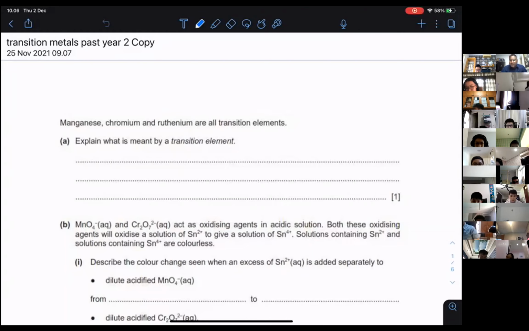Okay, Yvonne and Josh's group. Yeah, I think they were all singing a Christmas carol. Yeah, quite interesting. Yeah, good submission.